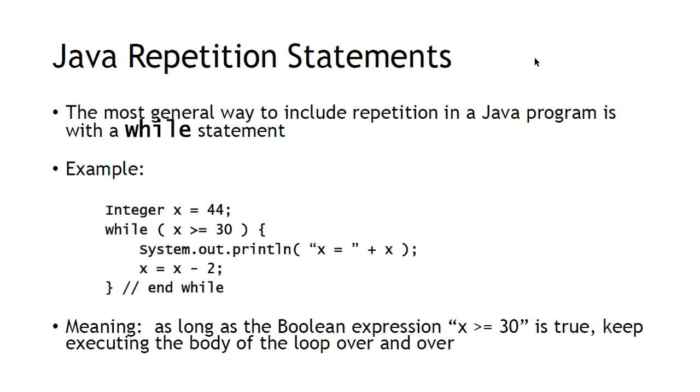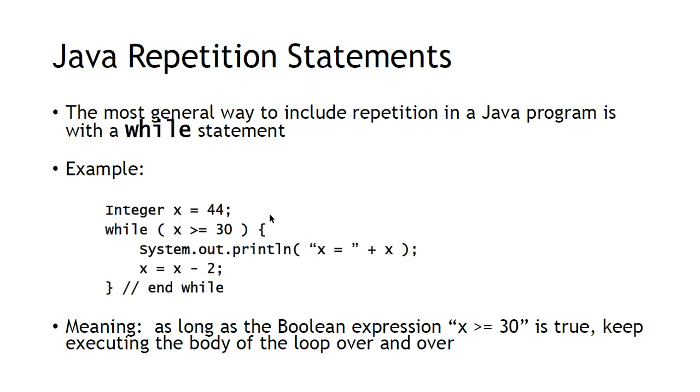Okay, so the while loop or the while statement is the most general way to include repetition in a Java program. And so I have an example shown on this slide where we have a while statement, and inside the parentheses of the while statement is a Boolean expression or a true-false test that will determine whether or not we want to stay in the repetition, stay continually executing the body of the loop, or whether we want to exit the loop.